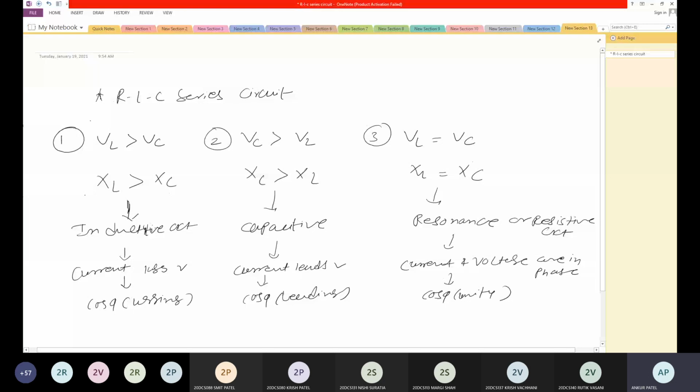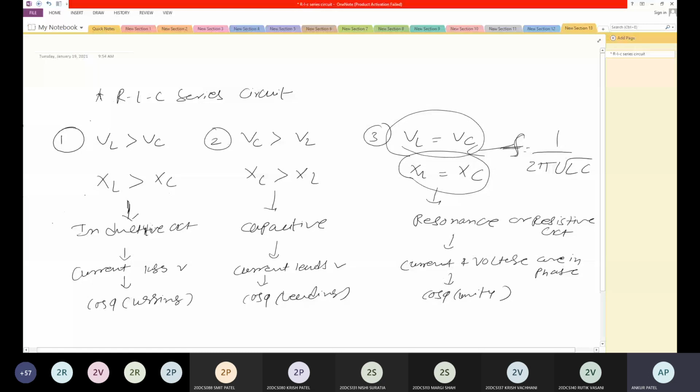When voltage across inductor becomes equal to voltage across capacitance, or inductive reactance becomes equal to capacitive reactance, that is called the resonance condition. And for that we will find the frequency value. That will be 1 upon 2 pi under root LC. So this you need to remember. Whichever case we take, accordingly we need to draw the phasor diagram or use the equation for the impedance, current equation or voltage equation.